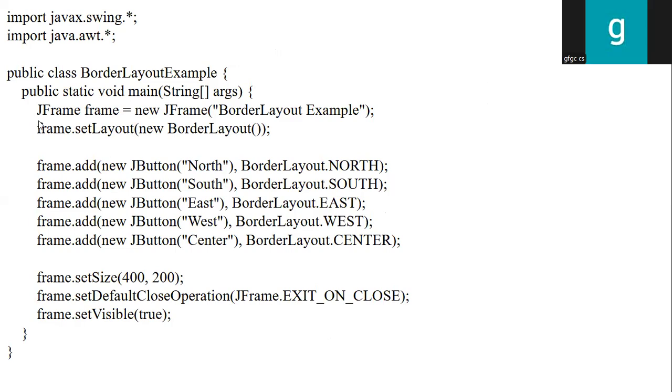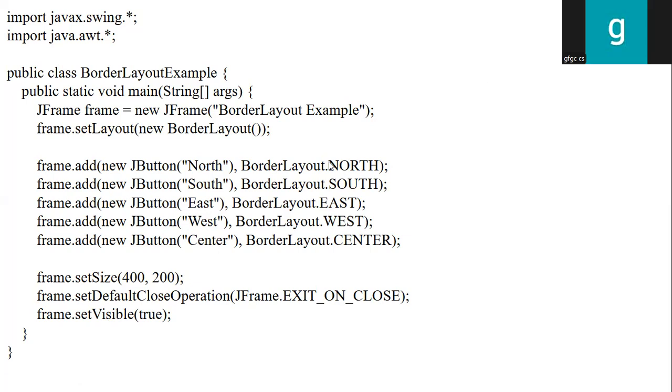In this example, I have created a JFrame called border layout example. Here I have set the layout as new BorderLayout. In this border layout, I must add the 5 regions. For simplicity of understanding, I have taken 5 buttons. The first button is named north, second is south, third is east, fourth is west, and the last is center.